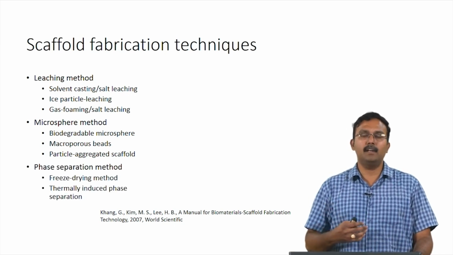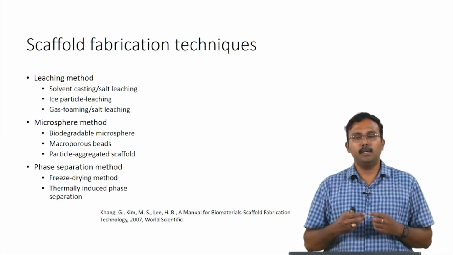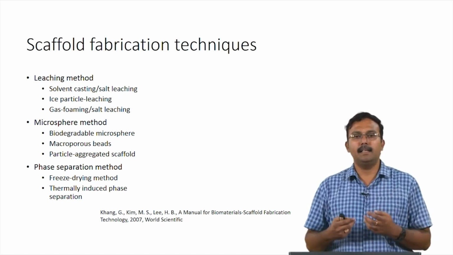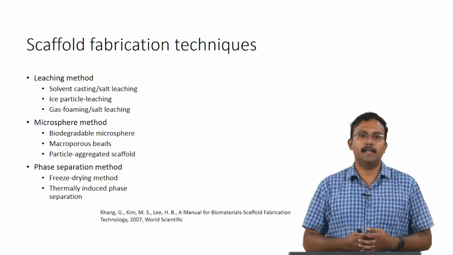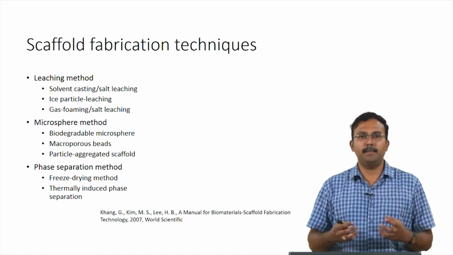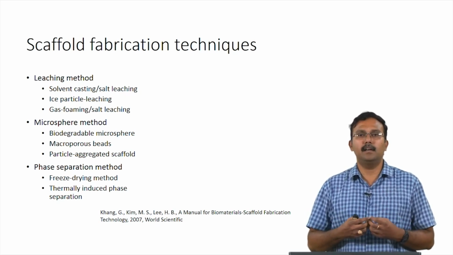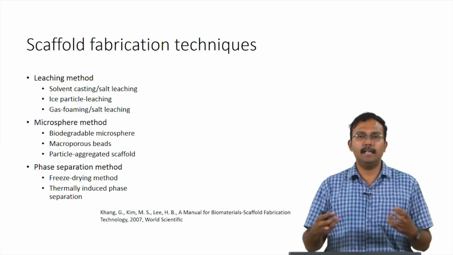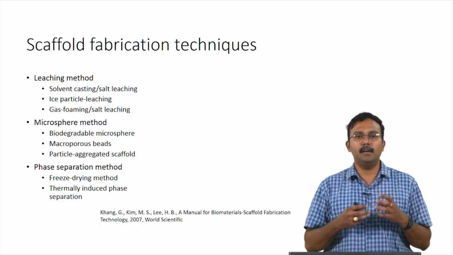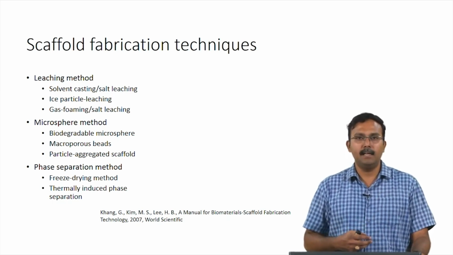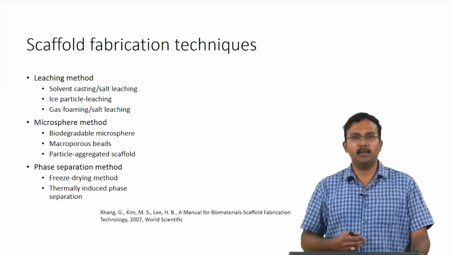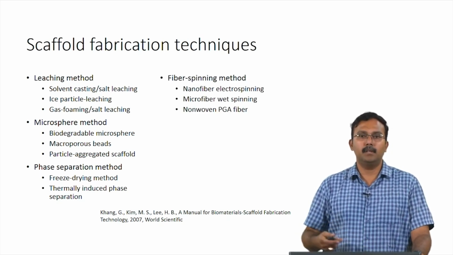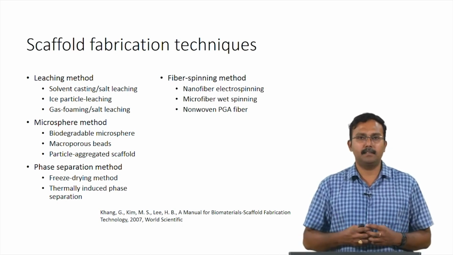The next strategy is called as a phase separation strategy. So, here you have two techniques. One is the freeze drying method and there is also a thermally induced phase separation method. So, by creating a phase separation, you can actually create porous structures, and this also will provide good interconnected pores. So, we will see more about freeze drying method and see how exactly the scaffolds would look like and what is the principle behind the freeze drying method. So, you also have fiber spinning strategies.